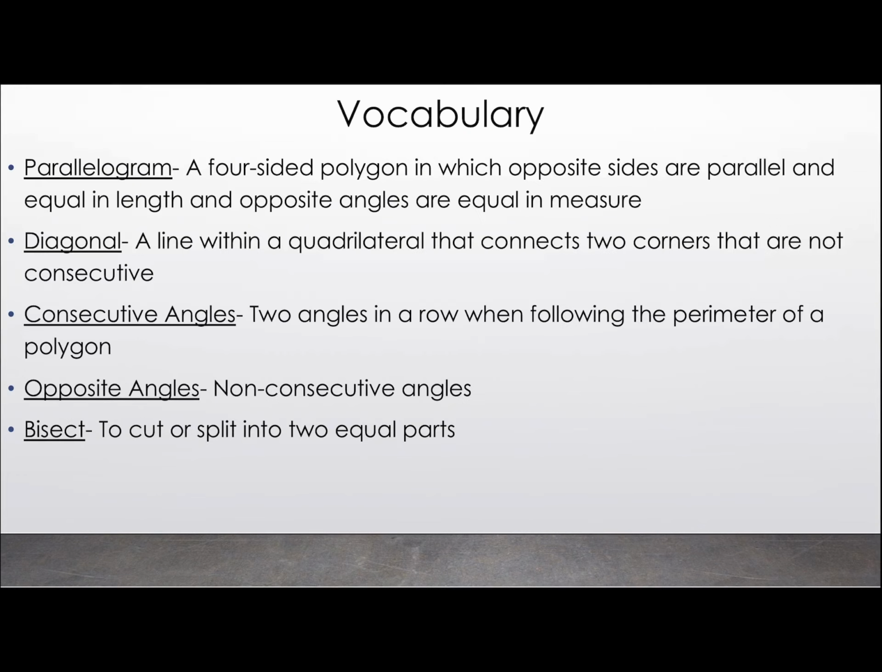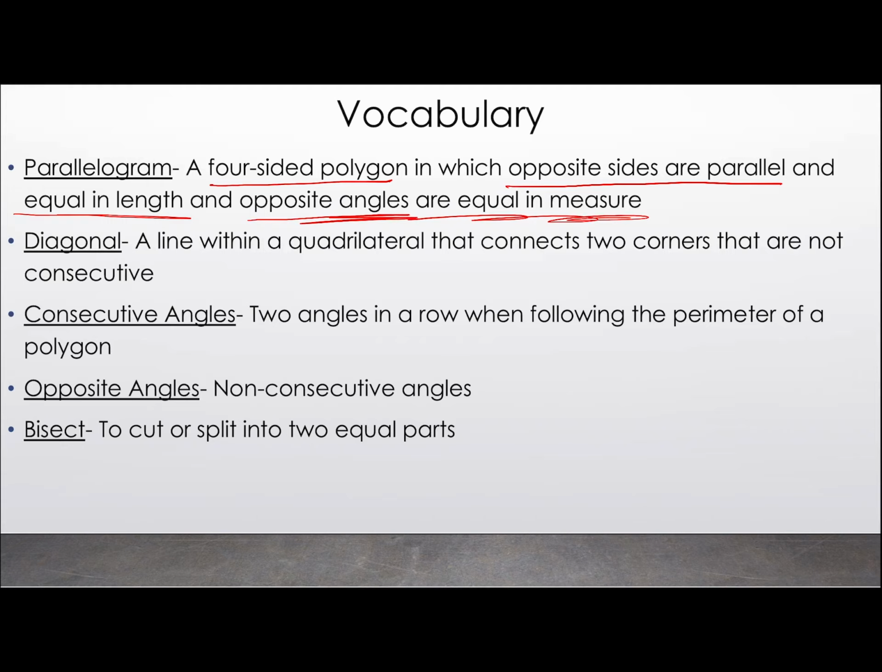Here we go. Quickly, a parallelogram is a four-sided polygon in which opposite sides are parallel and equal in length. So that's an important part. They're parallel and equal in length. And opposite angles are equal in measure.